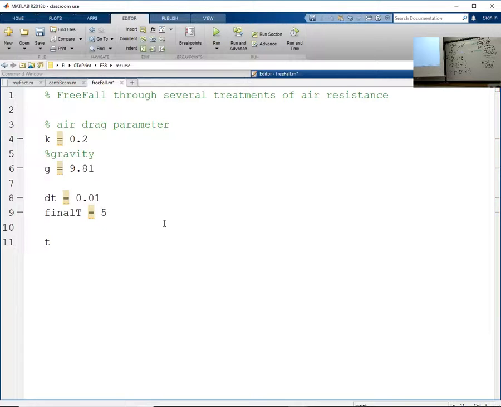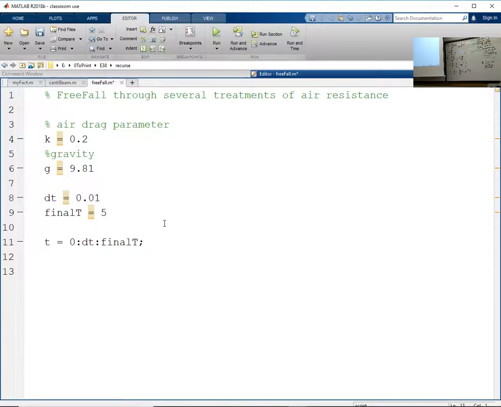So we have t equals, how do we make our t vector for all of our times? We'll start at 0, dt, final t. Should we do final t? Oh yeah, sorry, I should. Exactly. Very good.